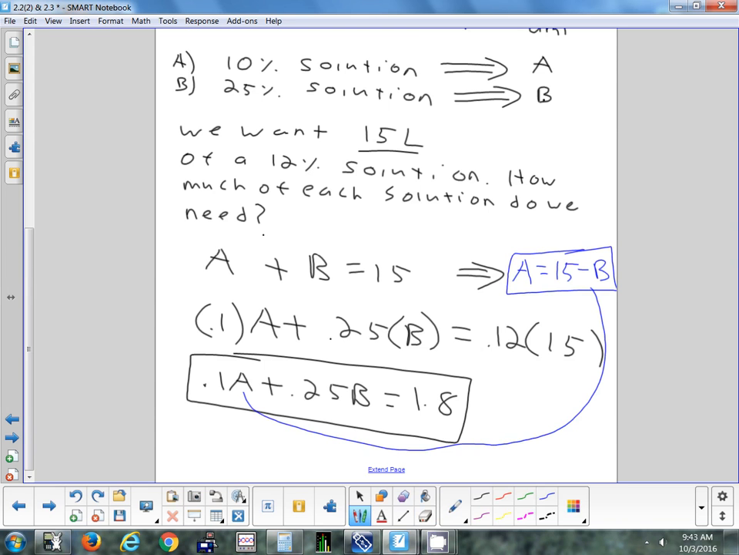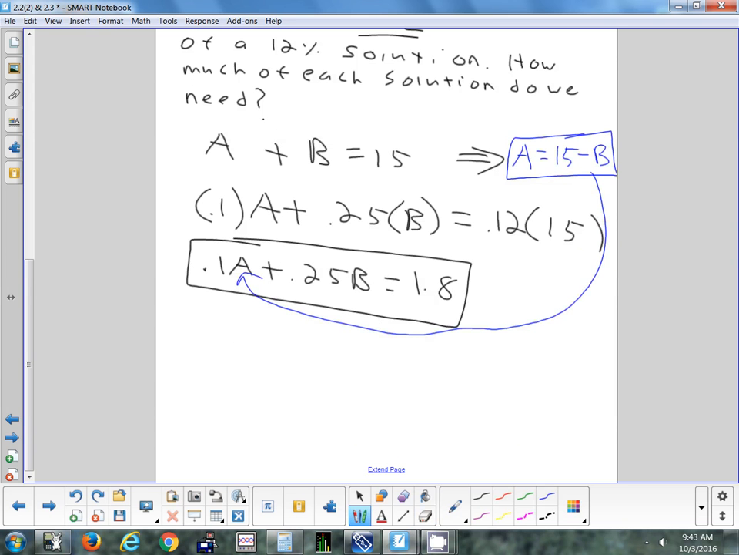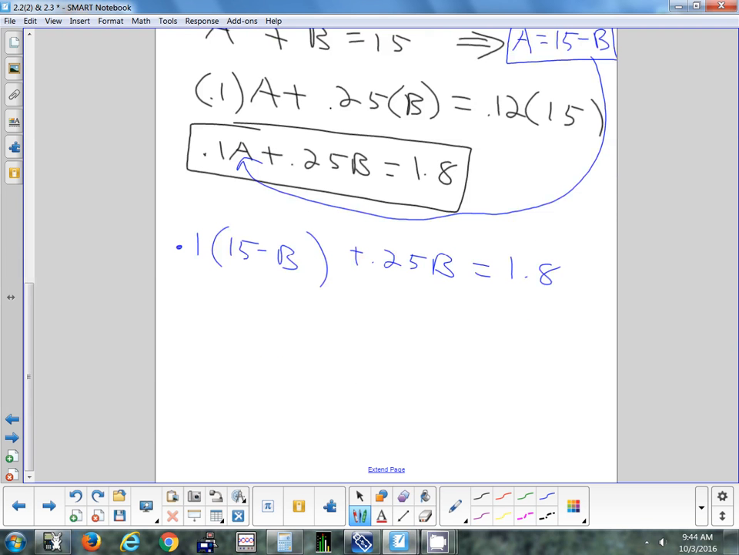Yep. I'm going to fill that in right there. And when I fill it in, what symbol do I want to make sure I use? Yep, because we're going to have a distributive property. So we're going to put 0.1 times A. But now for A, I'm going to fill in 15 minus B, plus 0.25B equals 1.8. Now that we did that, how many different letters do I have in that last equation? Just one. I no longer have an equation with two letters. Now I have one letter. And as soon as I solve this, I will know B.